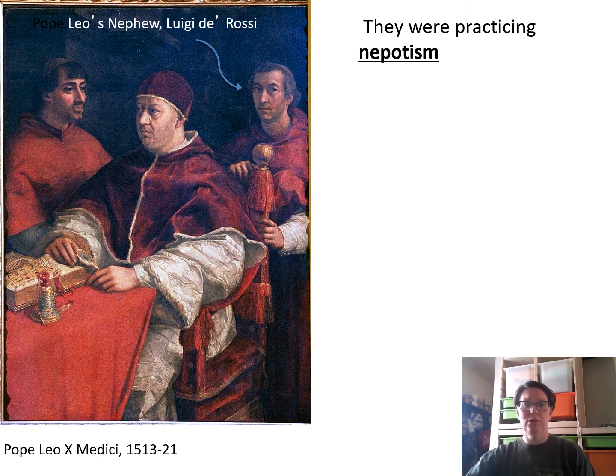The other thing they were doing that was really upsetting Martin Luther is that they were practicing nepotism. Nepotism is the practice of hiring a family member for a job that doesn't necessarily have the qualifications to work that job. So they were appointing family members in royal positions and in religious positions. The person that you see standing behind Leo is Leo's nephew, Luigi de Rossi.